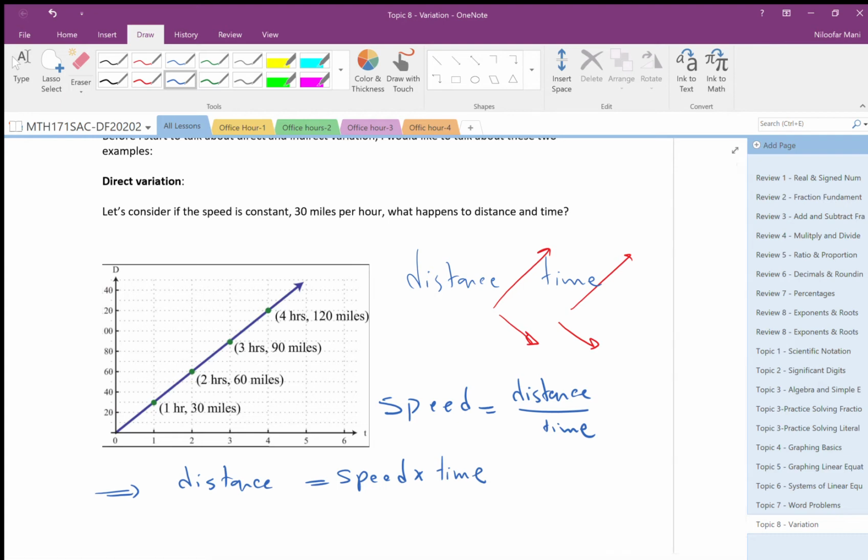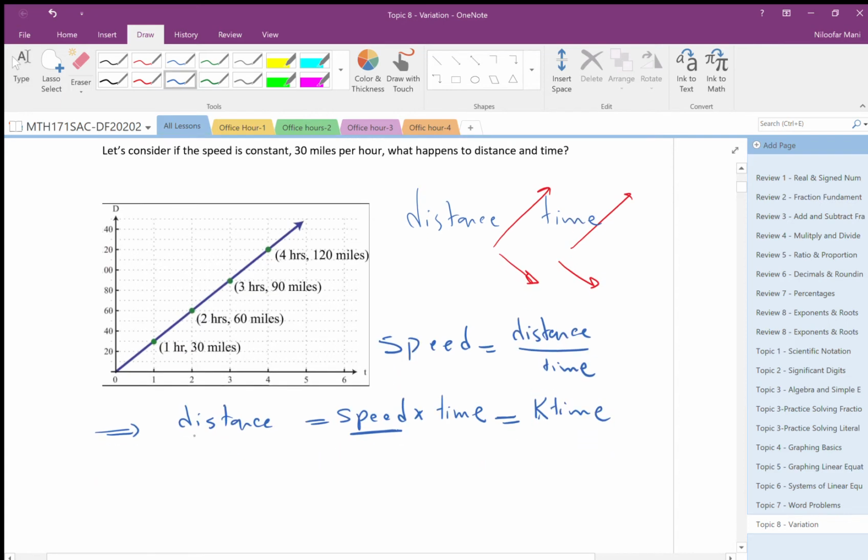So if I have a constant speed, I use k as the constant. So it's k times, and I use d and t, so I can say d is kt. Of course, if t goes up, d also goes up. If t goes down, d also decreases. It's a very touchable example.